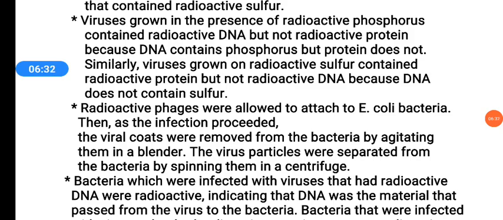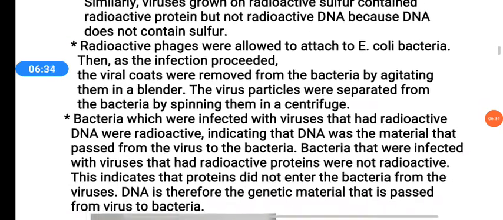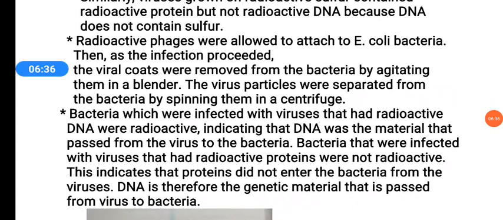centrifugation, by rotation. Then bacteria which were infected with viruses that had radioactive DNA were radioactive, indicating that DNA was the material that passed from virus to the bacteria. One thing is clear, bacteria which is infected with virus had radioactive DNA, that indicates the DNA was the material that is passed from the virus to the bacteria, inherited.